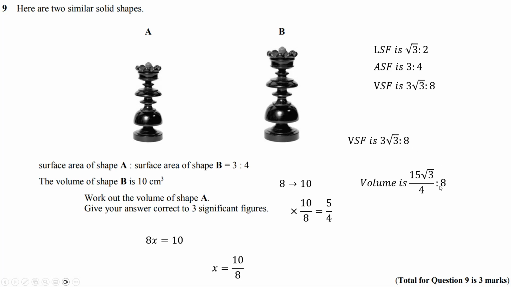That should say 10, by the way, not 8. That is incorrect, that should say 10. So 15 root 3 over 4 to 10. So the volume of shape A is 15 root 3 over 4, which is 6.50 centimeters cubed to 3 significant figures. You do need the 0 at the end because it says 3 significant figures.